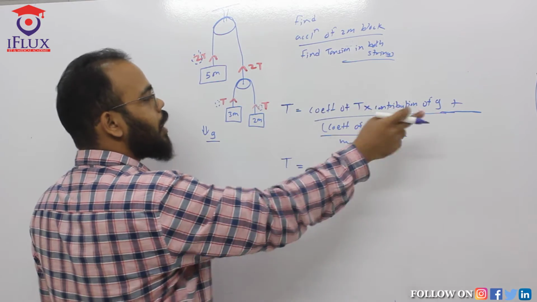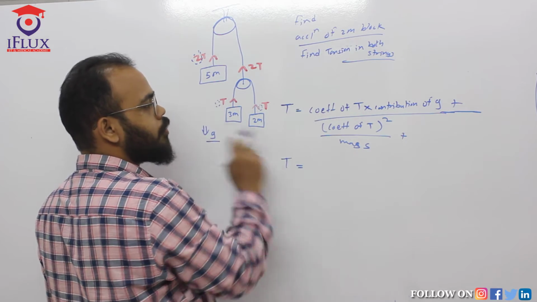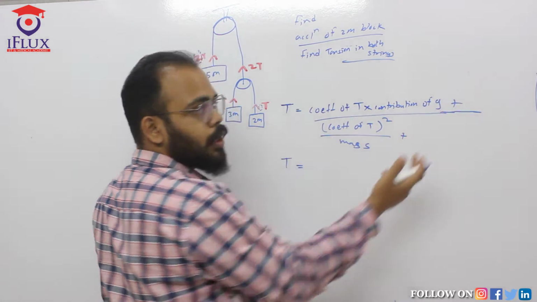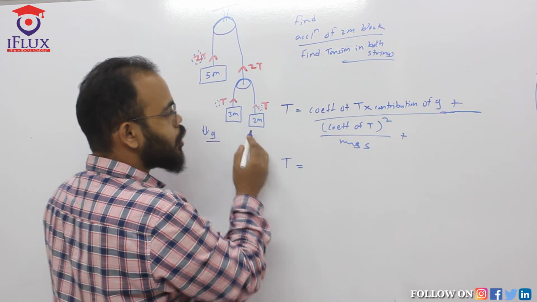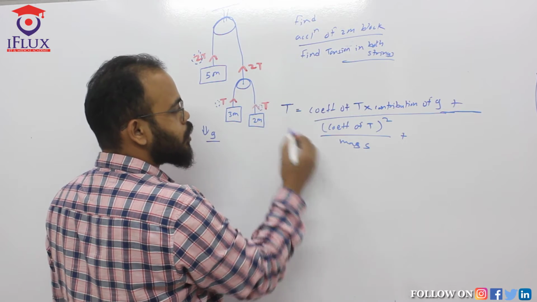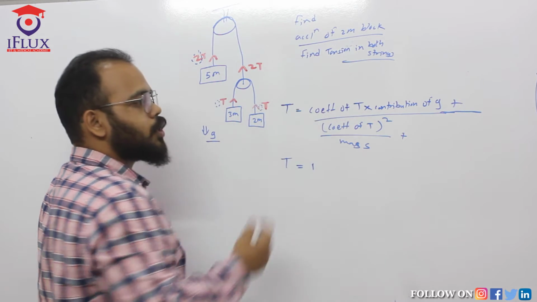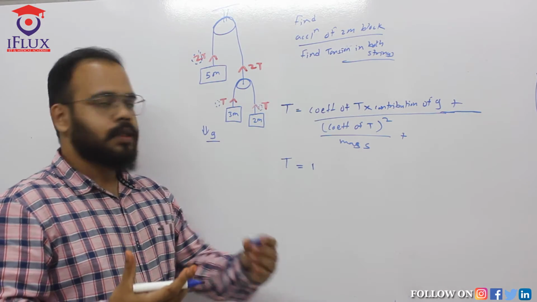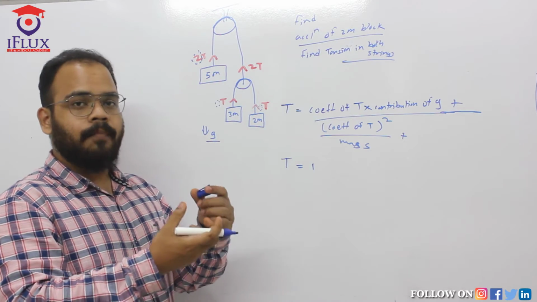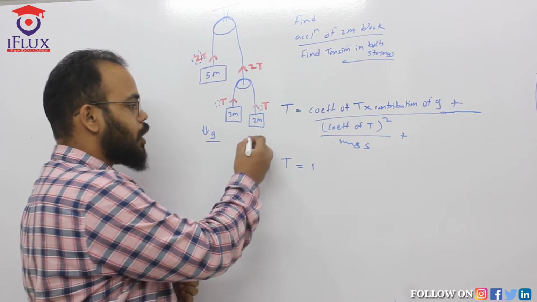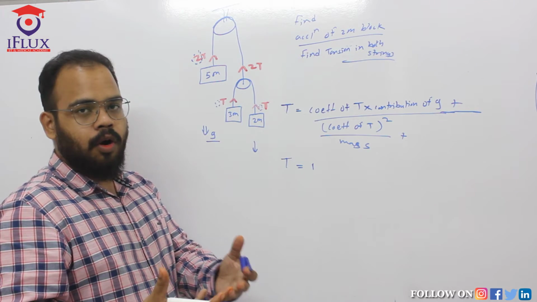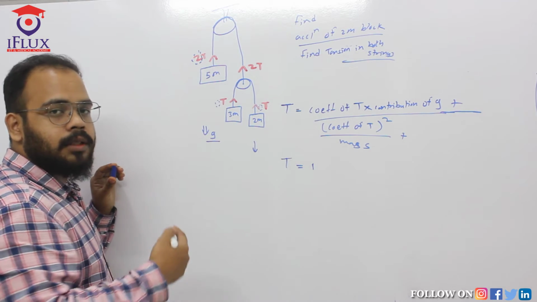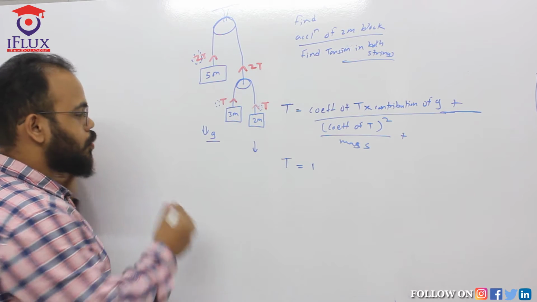So you have to add 3 blocks. It is equal to the number of blocks. The addition in the numerator is equal to the number of blocks. The addition in the denominator is equal to the number of blocks. For the first block, coefficient of T is 1. Now what is the contribution of G? Contribution of G is what gravity is contributing to the tension. So here the gravity is downwards, so complete G is being contributed. I'll give you an example where complete G is not contributed.